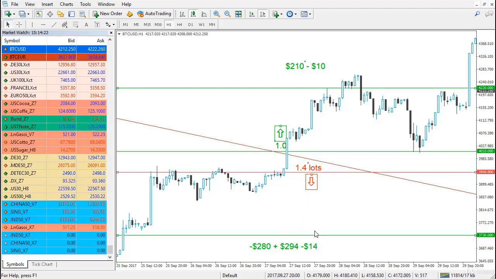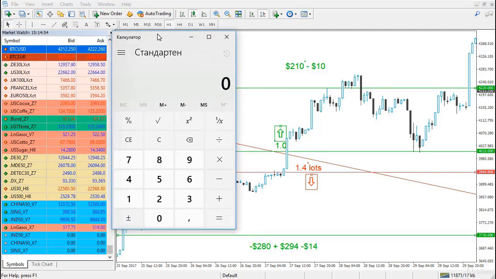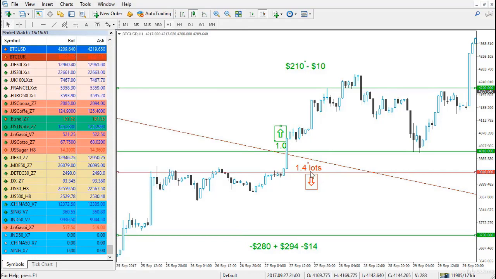So if the price hits the target at 3073, my stop loss for the first trade will be hit, and I will be negative $280. But the sell position of 1.4 will be on take profit of 294. And these are simple calculations, guys. 1.4 lot times 210 is 294. And of course, for 1.4 lot, we will be paying $14 of swap. And what we have, I think we don't need to calculate it, negative $280 plus $294 minus $14, we will be zero, break even. We will be out of the whole equation without any losses, even though the price didn't go the way we want.